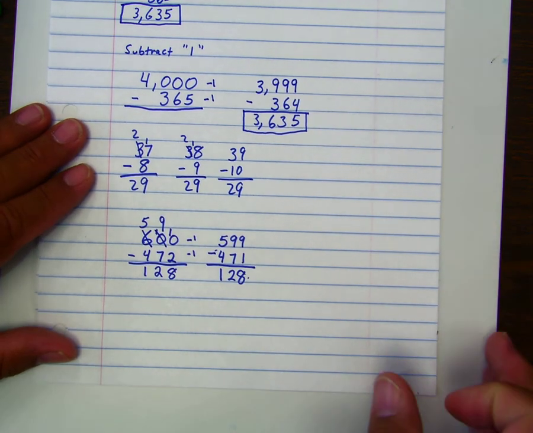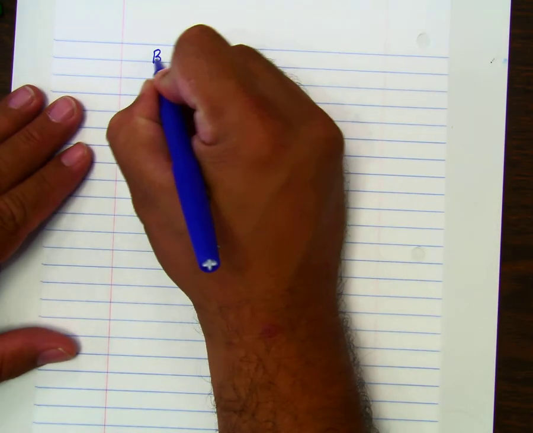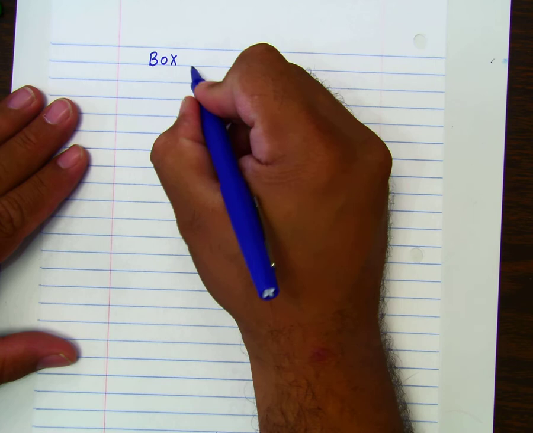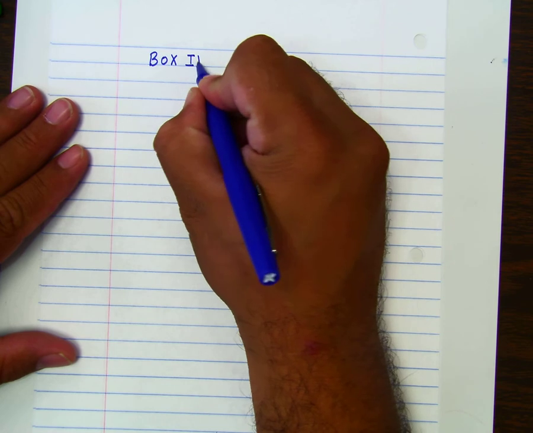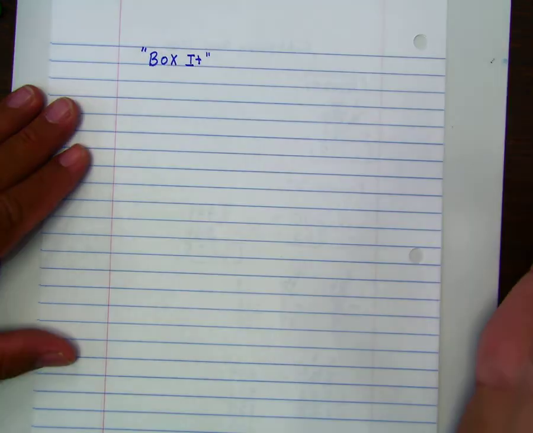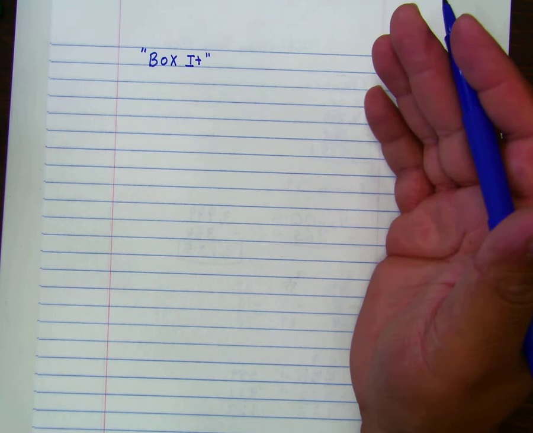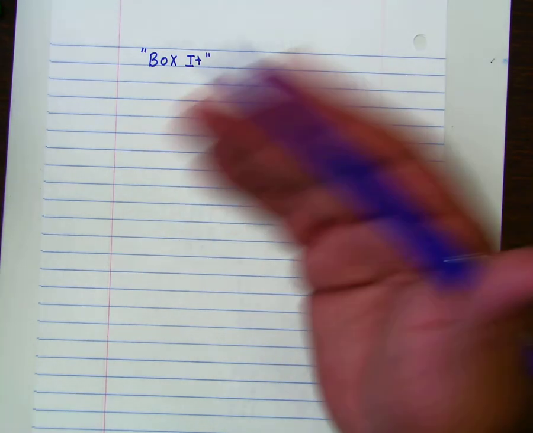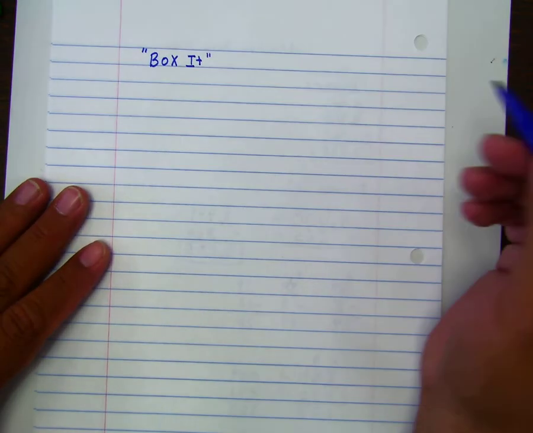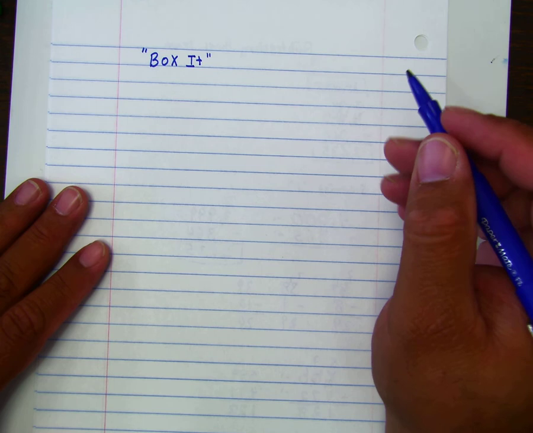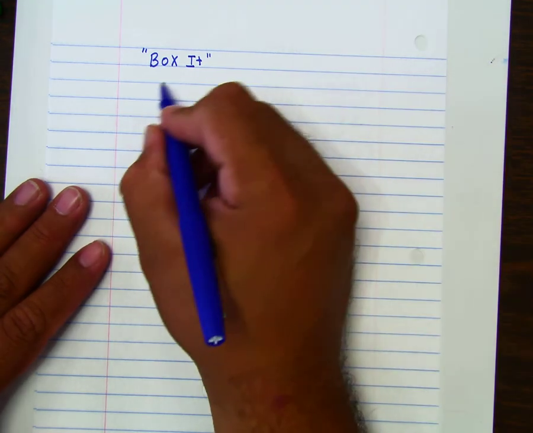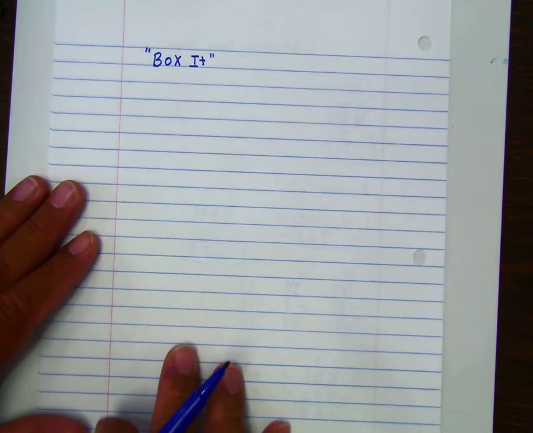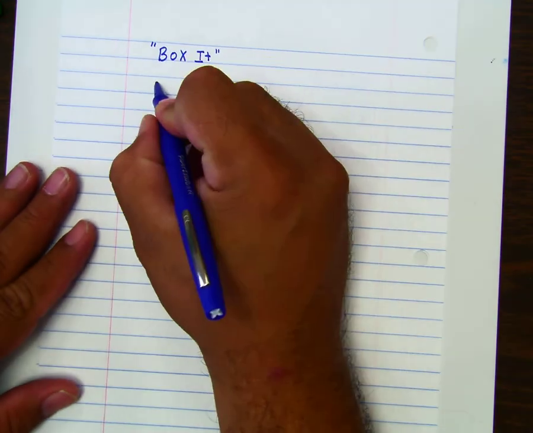Okay, I have one more strategy. This one's going to be a little new. We're going to call it the box it strategy. Okay, and we're going to take very similar numbers and we're going to be boxing in a certain number to show you how to do the subtracting across zeros with it. So let's go ahead and take the same numbers. Let's say 4,000 minus 365.